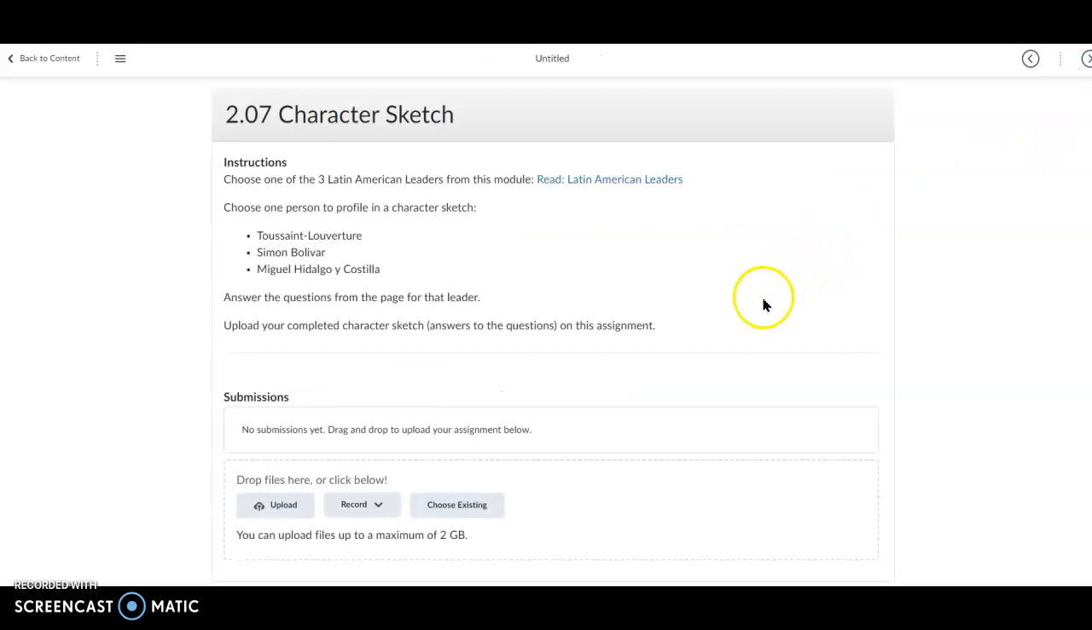Then when you go to the next page, this is where you are going to turn in your assignment. It reviews the directions for you for the character sketch, which is just answering questions for that leader that you chose, and then uploading your file.